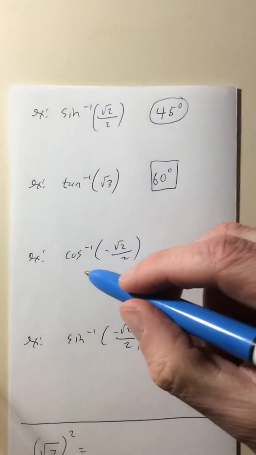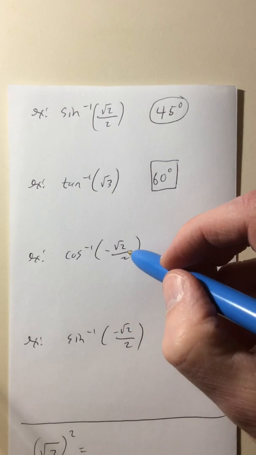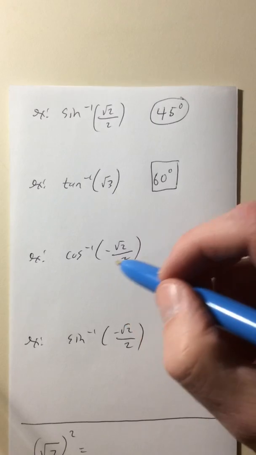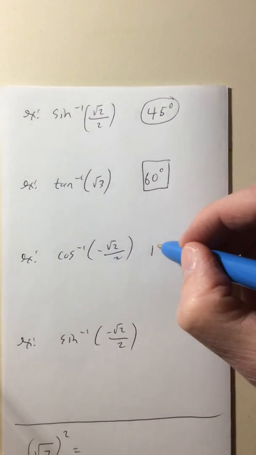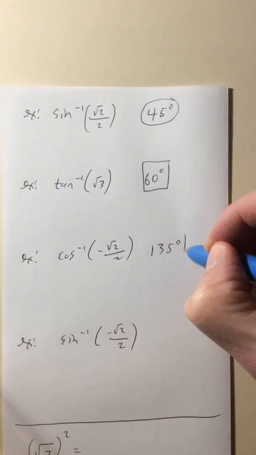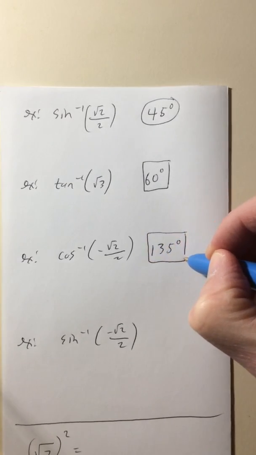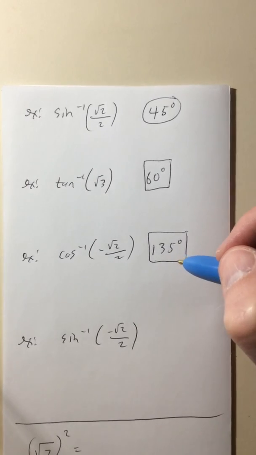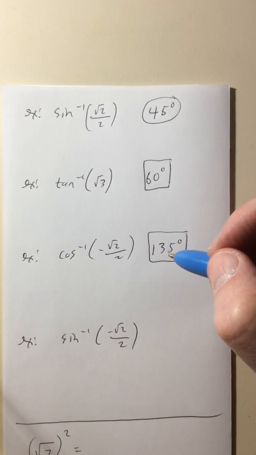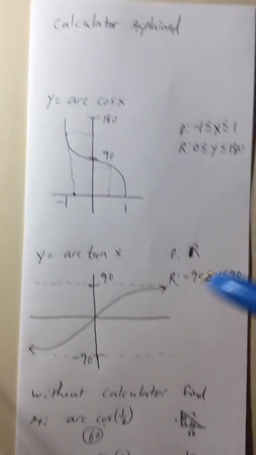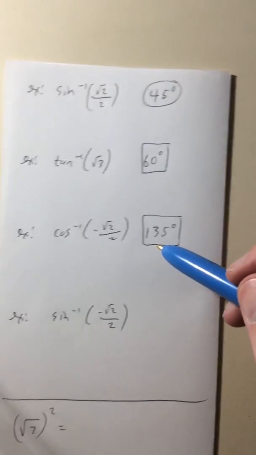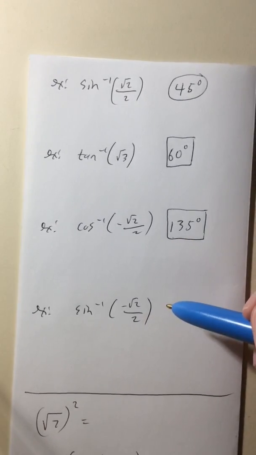So the cosine of what angle is negative root 2 over 2? That angle is 135 degrees. So not only is it important to know your function values, but it's also important to know what the domain and range are by looking at these graphs. It's important to know what the domain and range are so that you're not just getting values that are not realistic and not associated with a function.